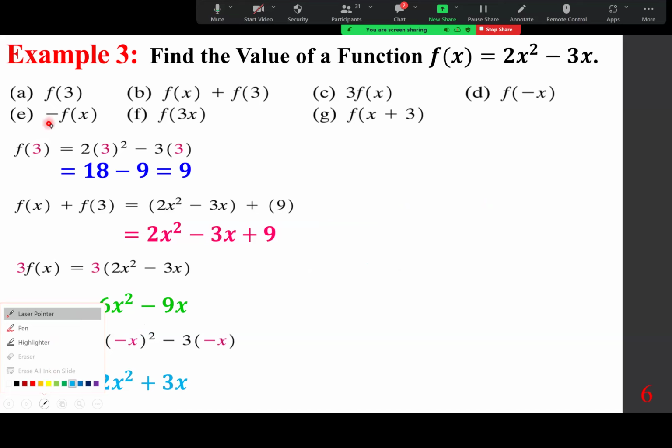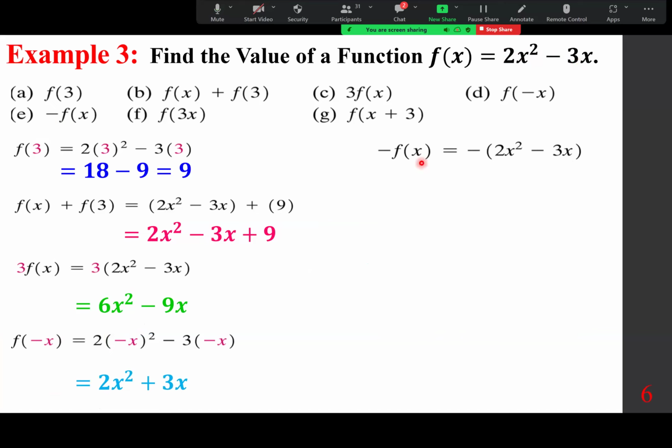Minus f of x. Minus f of x means multiply each piece by negative. So minus f of x means minus of this expression, which is to distribute the negative over the expression 2x squared minus 3x. We get minus 2x squared plus 3x.